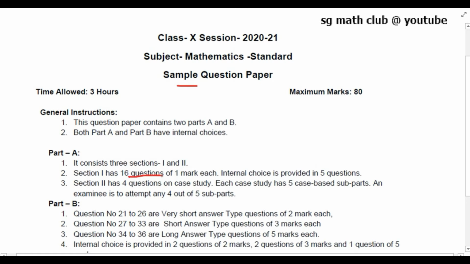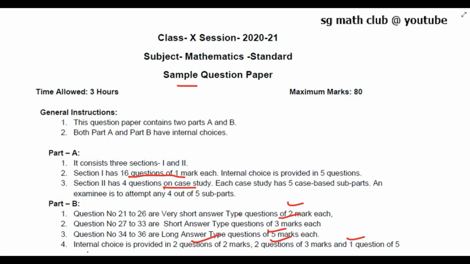Section 1 has got 16 questions of 1 mark. In section 2, we have 4 questions on case study. Then we have 2 mark questions, 3 mark questions and 5 mark questions. There will be no 4 mark question, and internal choice will be provided in 2 questions of 2 marks, 2 questions of 3 marks and 1 question of 5 marks. So this is the general pattern of the question paper released by the CBSE for class 10 standard mathematics.